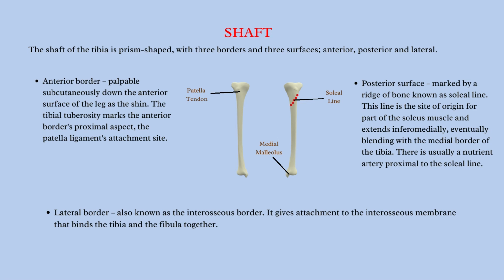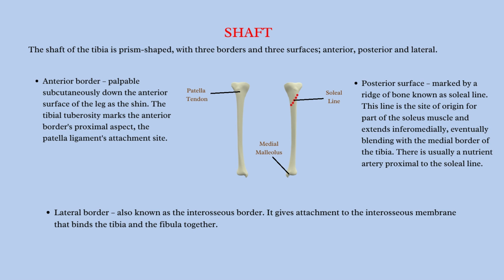The shaft of the tibia is prism shaped, with three borders and three surfaces: anterior, posterior, and lateral. The anterior border is palpable subcutaneously down the anterior surface of the leg as the shin. The tibial tuberosity marks the anterior border's proximal aspect, the patellar ligament's attachment site. The lateral border is also known as the interosseous border. It gives attachment to the interosseous membrane that binds the tibia and the fibula together.